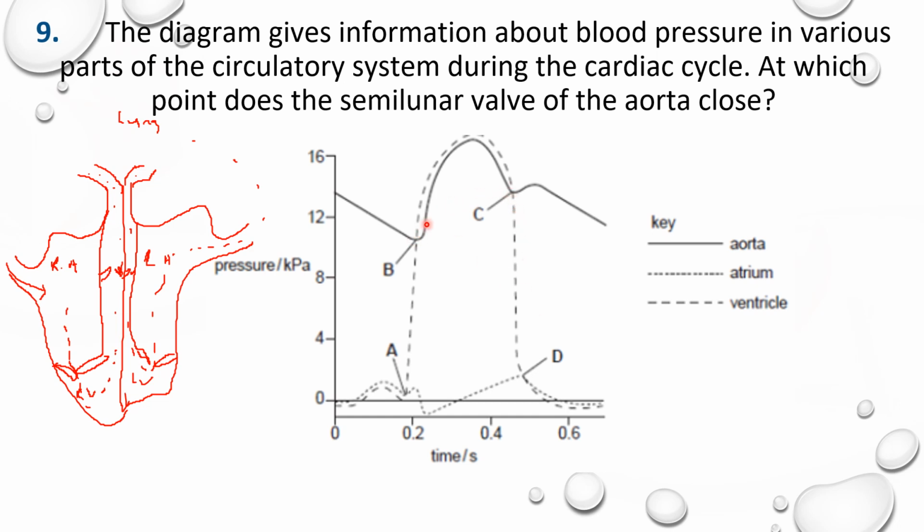So the question says the diagram gives information about at which point the semilunar valve of the aorta closes. It will close at C. Why is it closing? Because the pressure in the aorta is now greater than that of the ventricle. So it closes to prevent backflow of the blood. So I think the answer should be C.